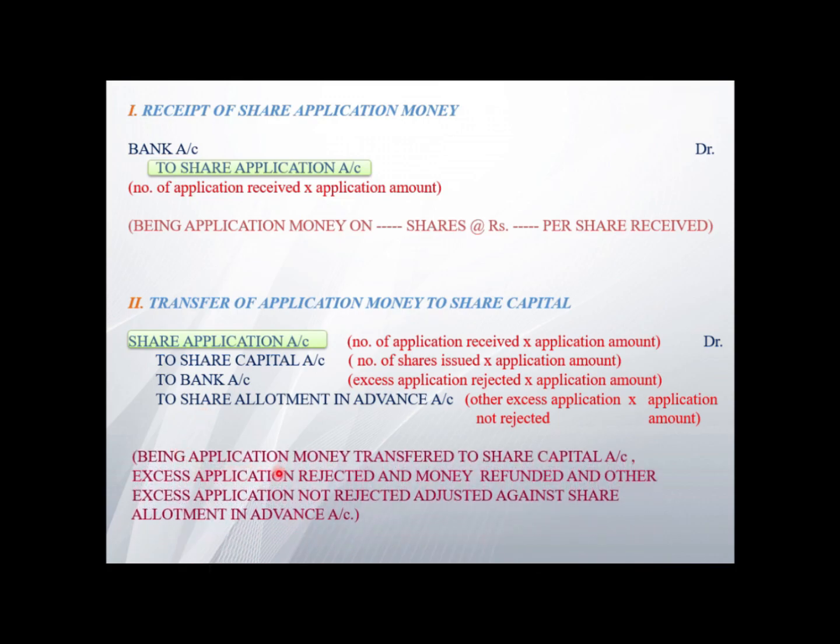Narration: Being application money transferred to share capital account, excess application rejected and money refunded, and other excess application not rejected adjusted against share allotment in advance account. Now, the allotment of shares will be done and the letter of allotment money due is sent to the shareholders. So, next transaction is share allotment due.